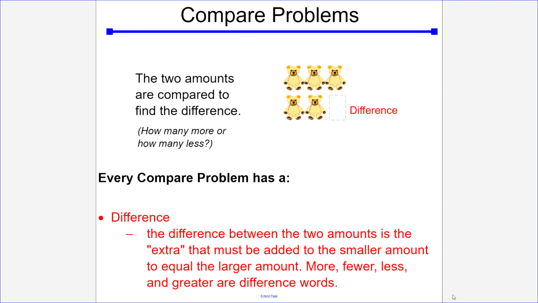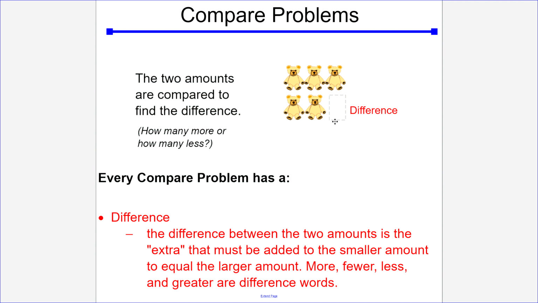All compare problems also have a difference. In this teddy bear problem, the difference is unknown. Remember, third grade, the difference is not an actual amount. The difference is the distance between the greater amount and the lesser amount. It is the extra that must be added to the smaller amount to equal the larger amount.